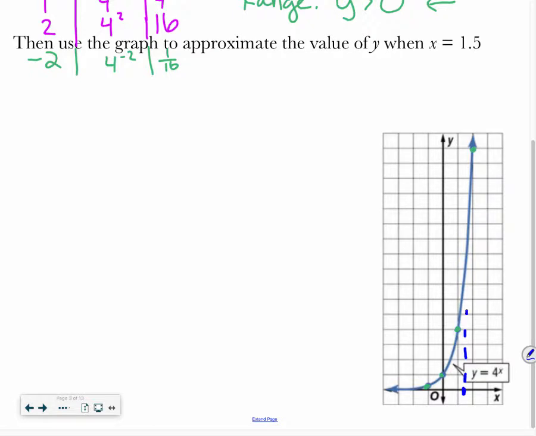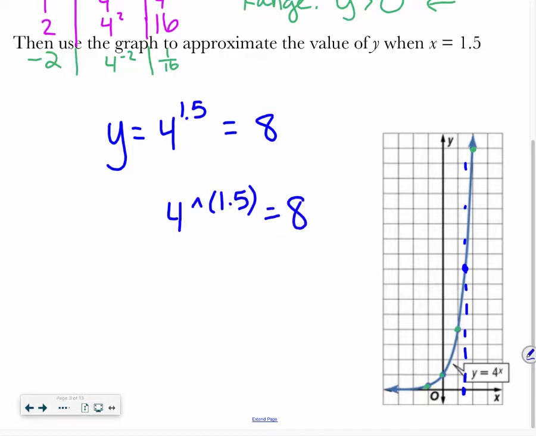I'm going to do a dotted line and see where it hits. If I look, I'm at 1, 2, 3, 4, 5, 6, 7, 8. So y equals 4 to the 1.5 is about 8. Or if I plug that into my calculator, hit 4, hit the caret key, parentheses 1.5, you will get out the number 8. So that is how you do that.